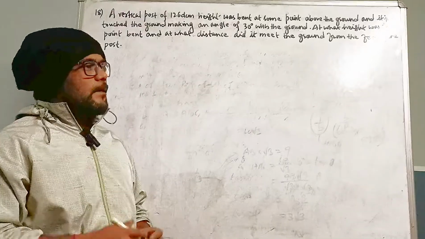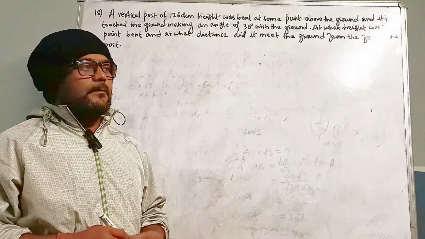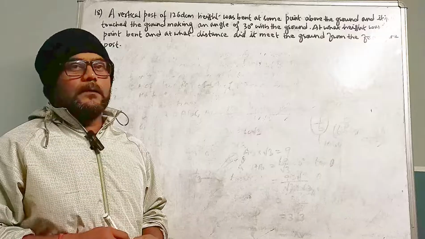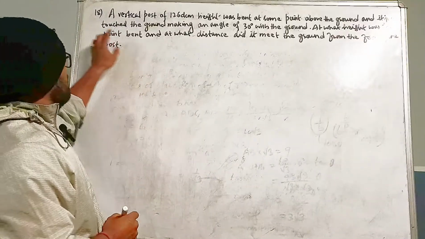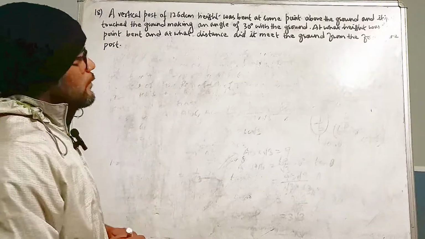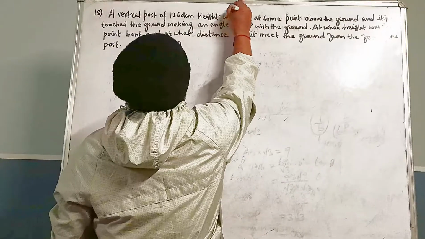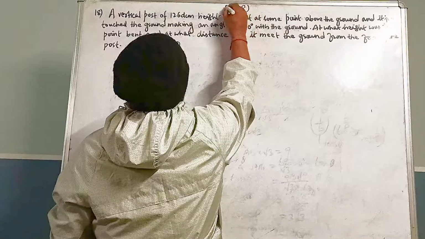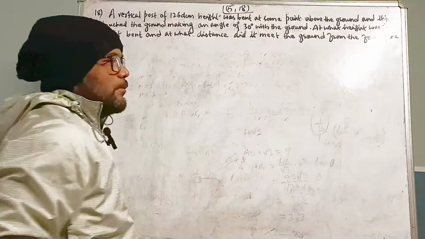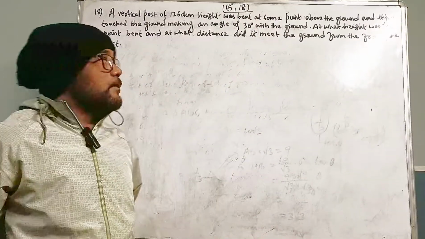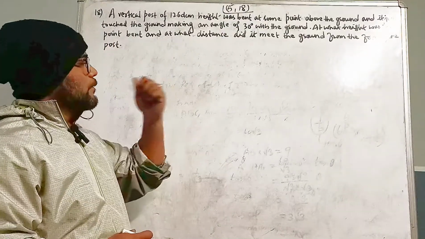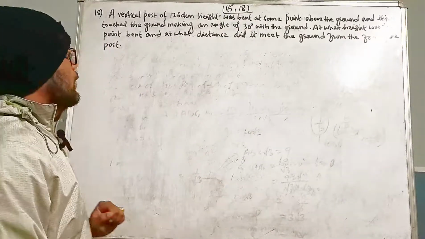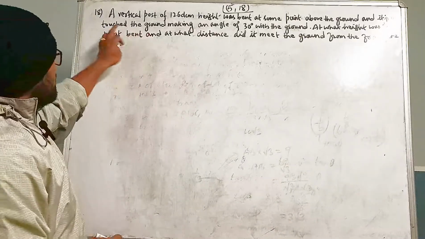So there are many similar questions in this chapter for the class 10 students of West Bengal board. So now let's go to question number 18. Question number 5 and 18 have the same diagram and a similar process will be followed for these two questions. So I'm solving question number 18. You can do question number 5 yourself.